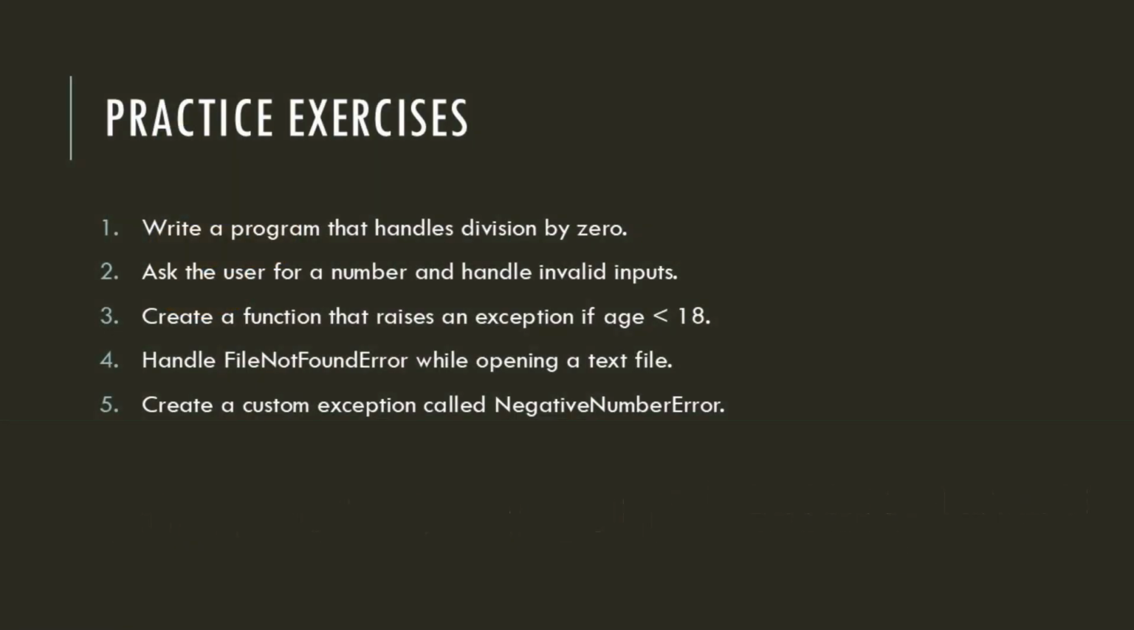Try these exercises. First, write a program that handles division by 0. Second, ask the user for a number and handle invalid inputs. Third, create a function that raises an exception if age is less than 18. Fourth, handle FileNotFoundError while opening a text file. Fifth, create a custom exception called NegativeNumberError. These exercises strengthen your understanding of exceptions.